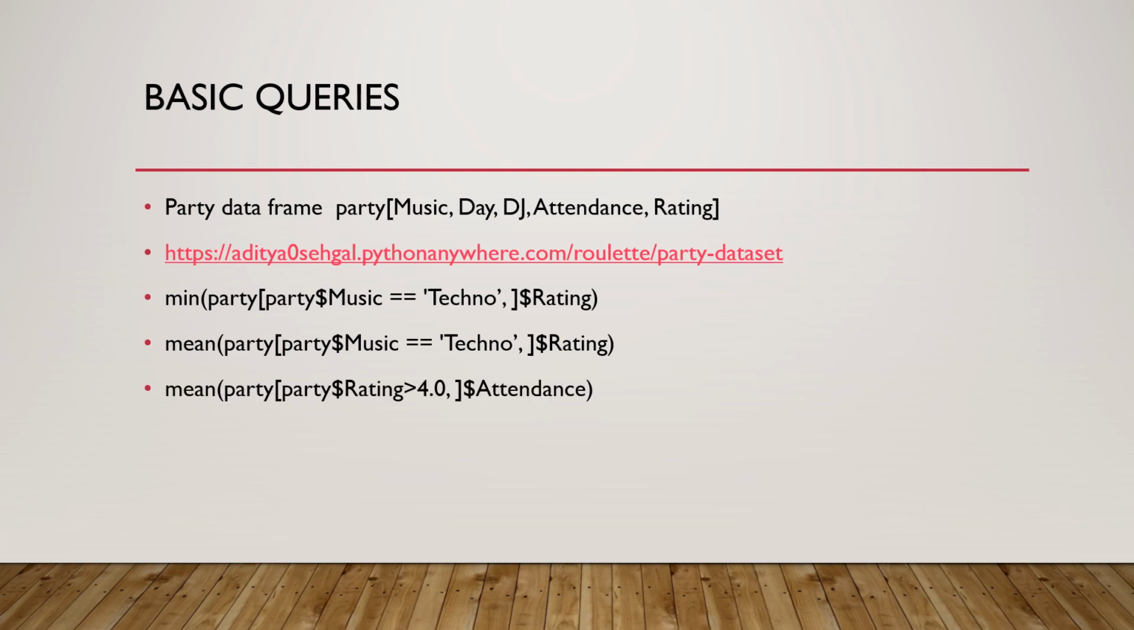Here is the attendance of highly rated parties. So we calculate a mean value of attendance for parties which are rated above 4. Again, quite a complex logical function computed with just one line. That's the beauty of R. R allows you to do rather complex operations with just one line.